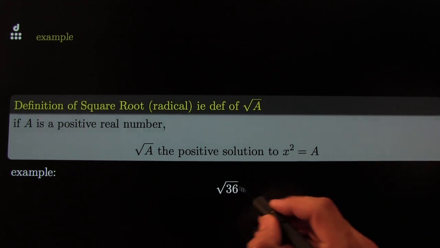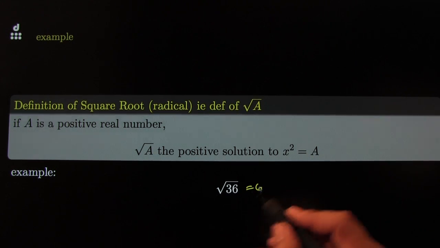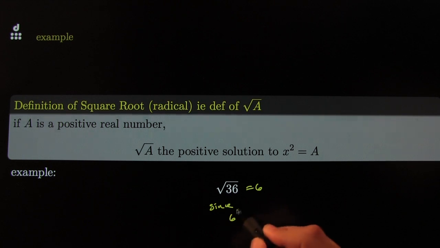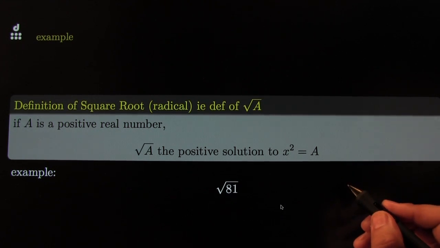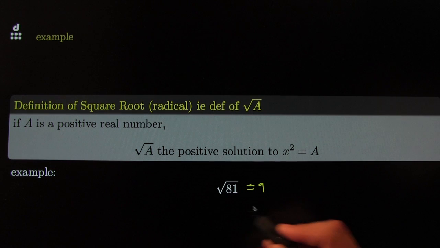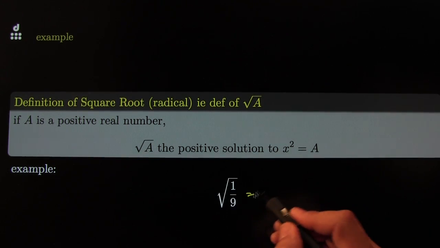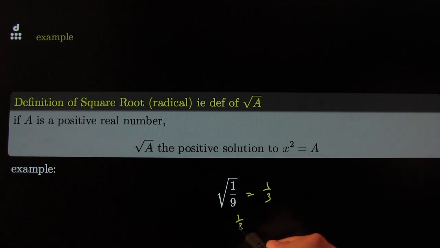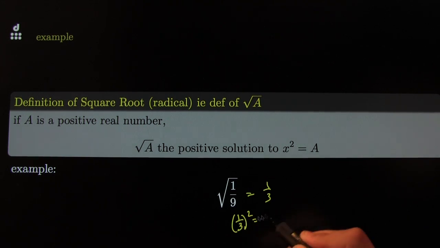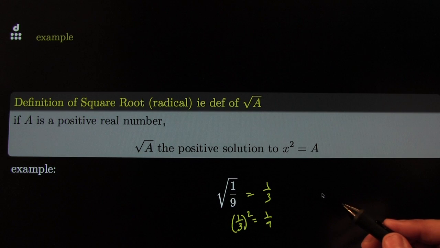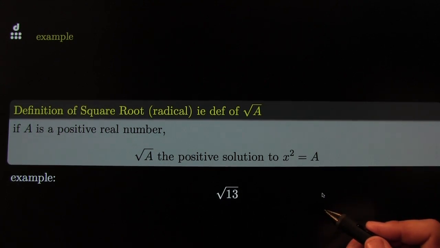Here, try another one. The square root of 36, well, that would be 6, since 6 squared is equal to 36. What about 81? Well, that would be 9. Why? Since 9 squared is equal to 81. What about the square root of 1/9? Well, that would be 1/3, since 1/3 squared would be 1/3 times 1/3, which is 1/9. And so on and so forth.